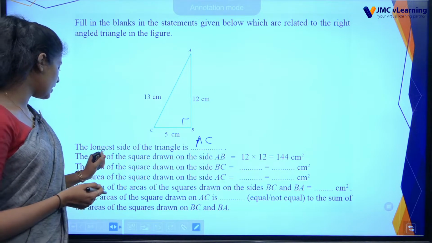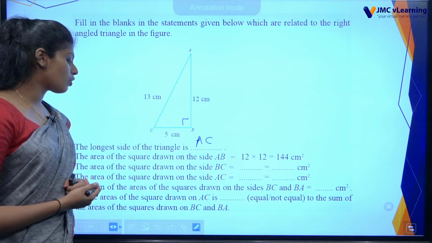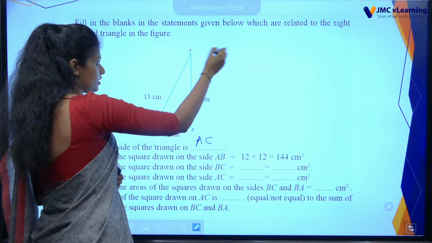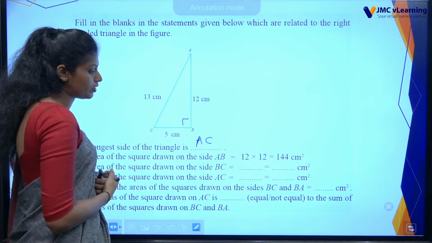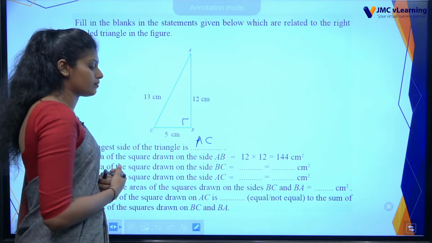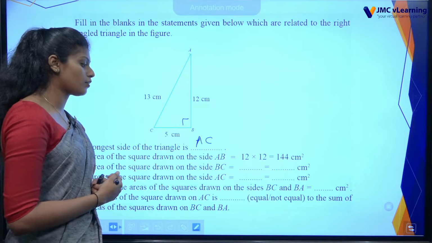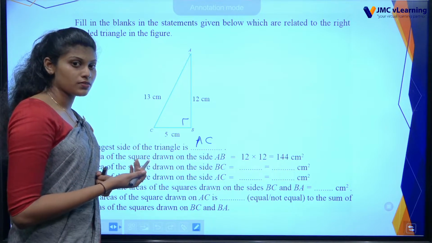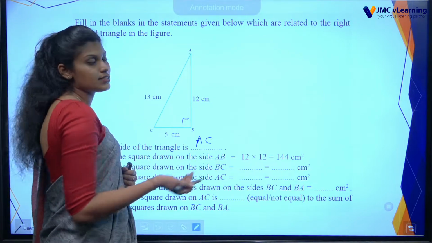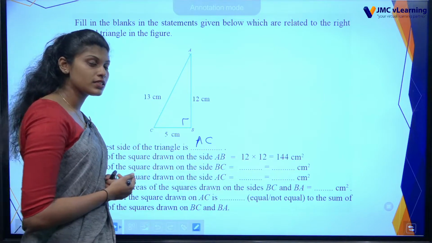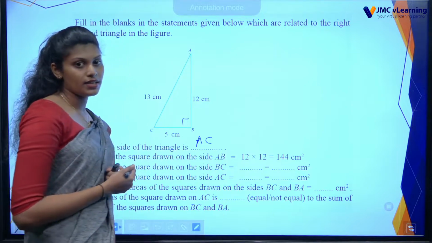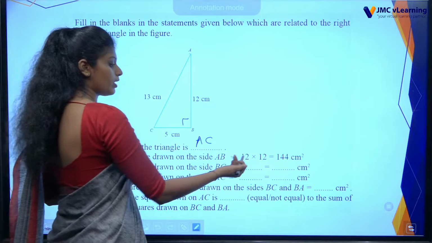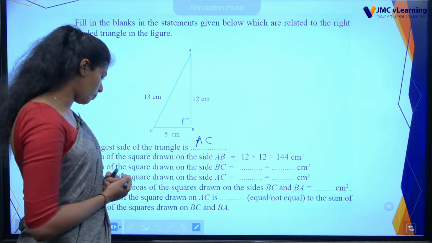Then the second one, the area of the square drawn on the side AB. Here AB squared is equal to 12 into 12. How can you find the area of the square? One side length you have to multiply 2 times. Why? All the sides are equal in length in a square. So to find the area of the square you have to multiply length and breadth. So 12 into 12, 144.